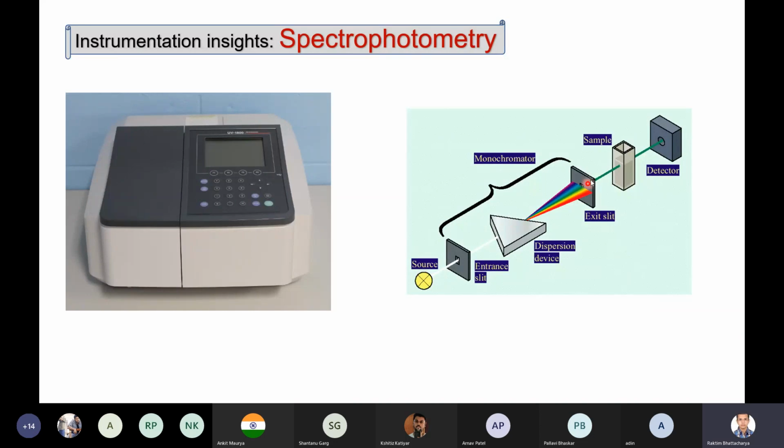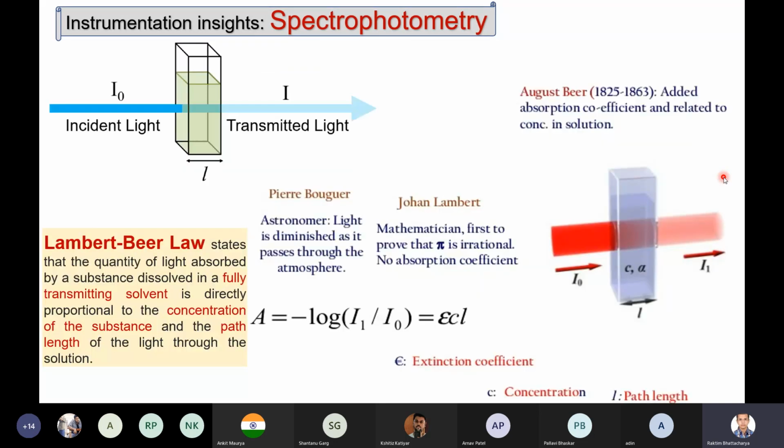I think at this moment that is enough. I'm going to a more detailed discussion in the upcoming slide. So this is the basic principle of the spectrophotometer. Now this spectrophotometer works on a mathematical principle that is known as Lambert-Beer law.